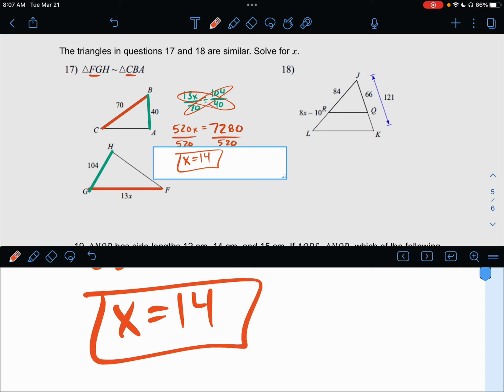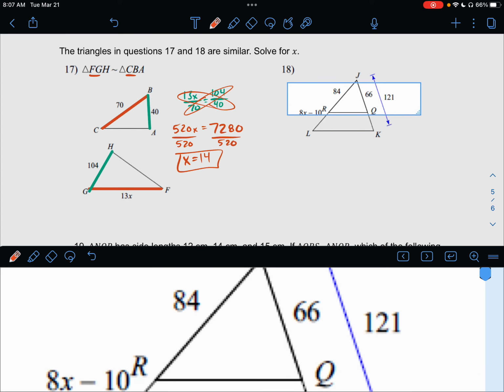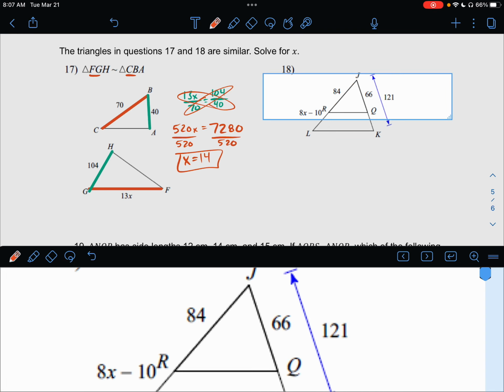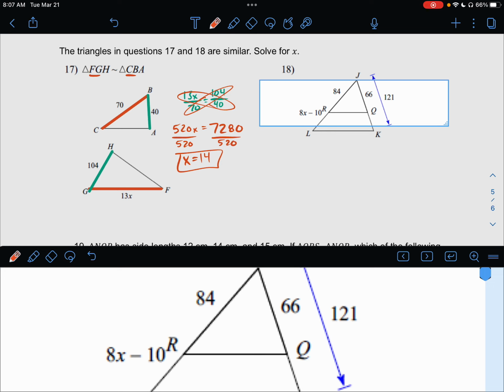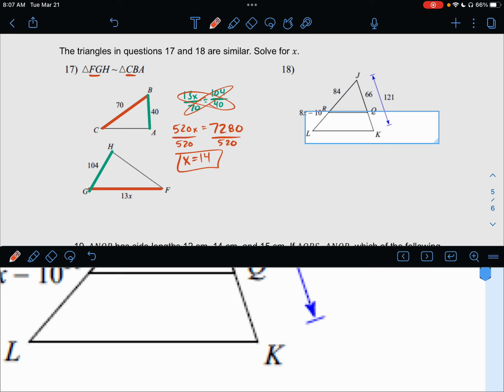All right, then I have number 18 here. So I have this 8x minus 10 is that part right there. I have the 84 and the 66 are across from each other. And then I have this 121 is the entire side length. So some things I could do, I could find the entire side length over here of JL by doing the 8x minus 10 plus 84 to get 8x plus 74. Or I could just do the 121 minus the 66 to get this part here, which would be across from that 8x minus 10. So 121 minus 66 is going to be 55. So this right here is 55.